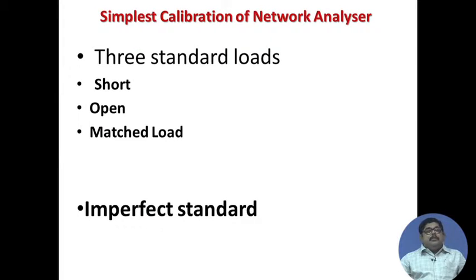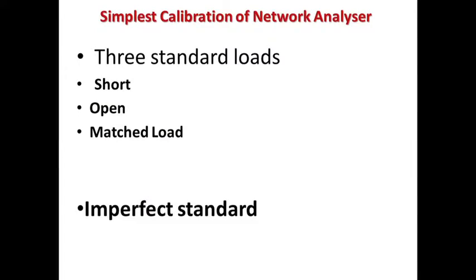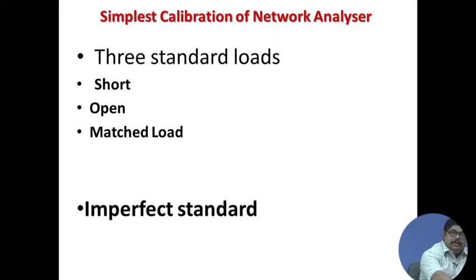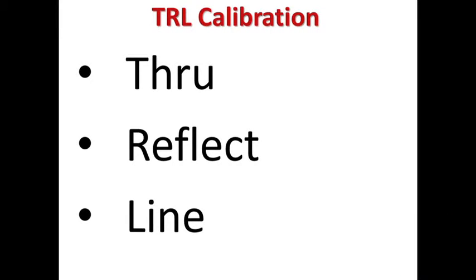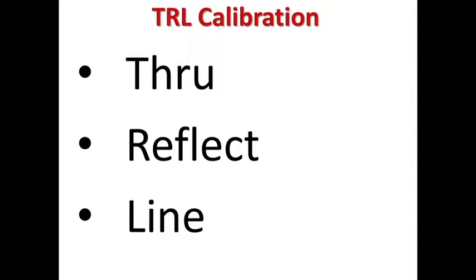So, later people came up with the idea that we need some loads, but they need not be such exactly correct standard loads. That calibration procedure, which is the modern calibration procedure used nowadays, is called TRL calibration. Now, in TRL, T stands for through. Through means a through line, as we showed in the directional coupler, the through line. So, through, reflect, R, line, L.